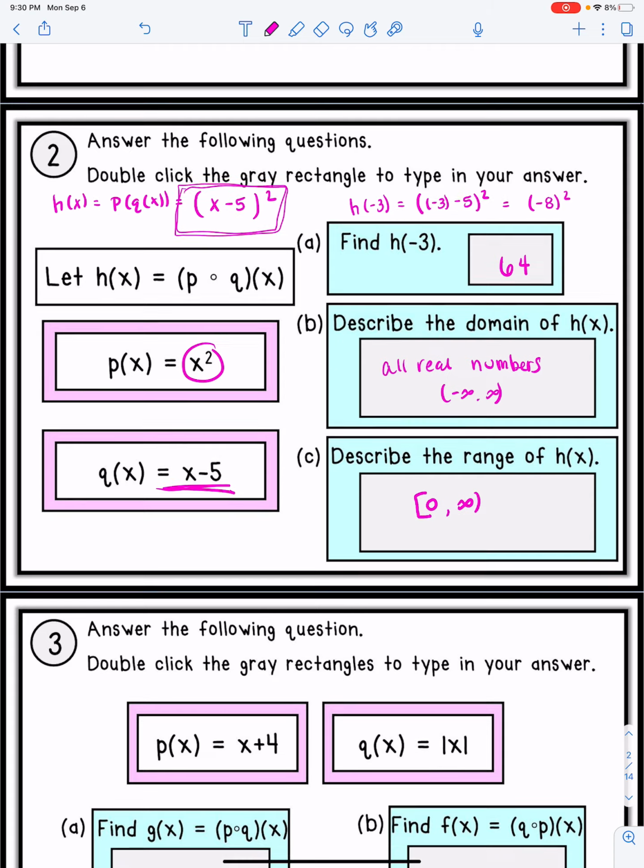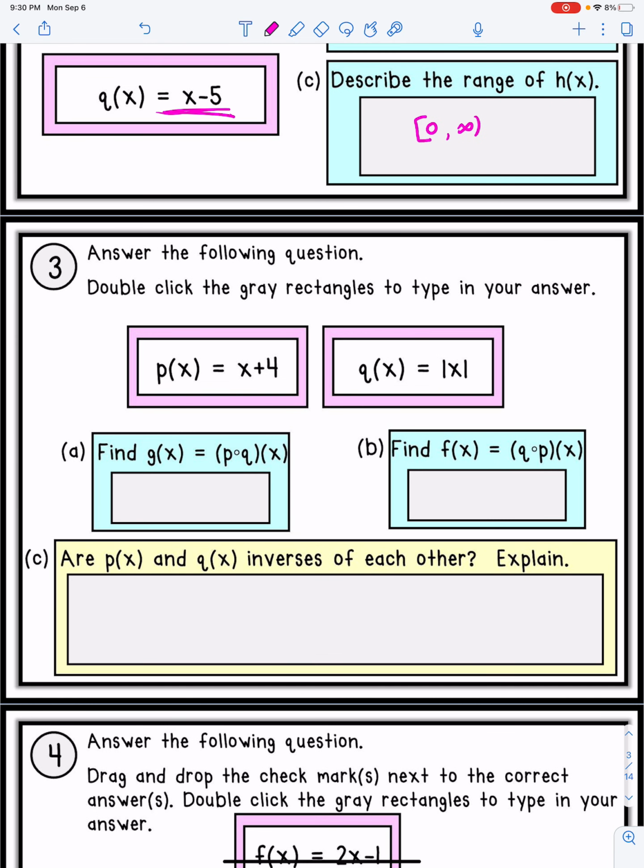All right, slide number 3. First, I want us to find what we're calling g of x, which is p of q of x. So we're going to do p of q of x, and we're going to call it g, just because p of q of x is a lot of things to write. So to find p of q of x, we are going to start with p. So we start with a large parentheses for x, and then plus 4. Q becomes my input, so absolute value of x. So p of q of x is the absolute value of x plus 4.